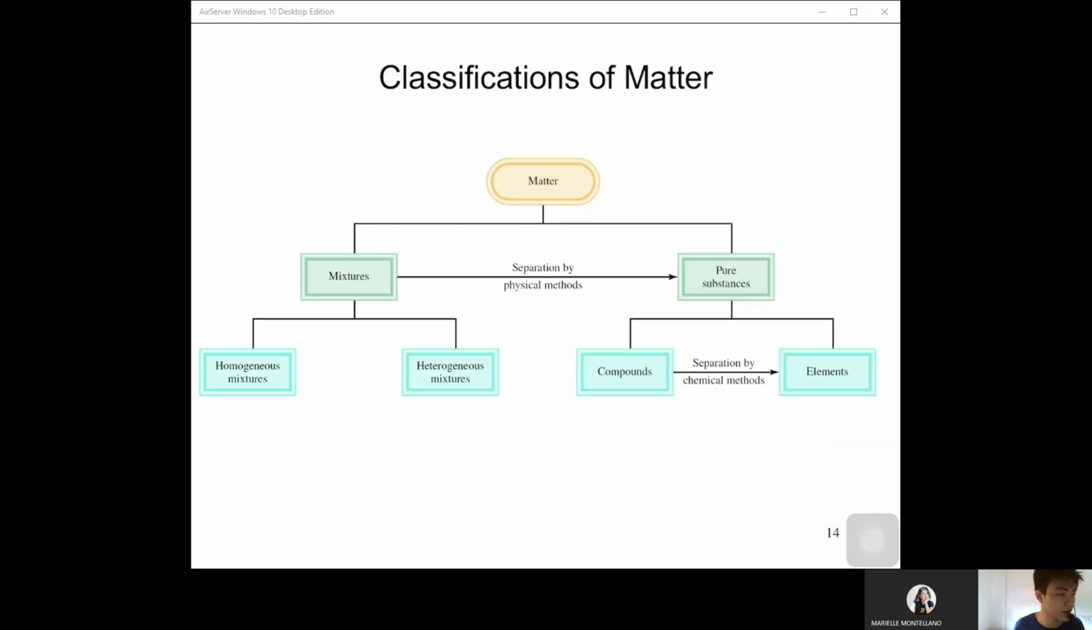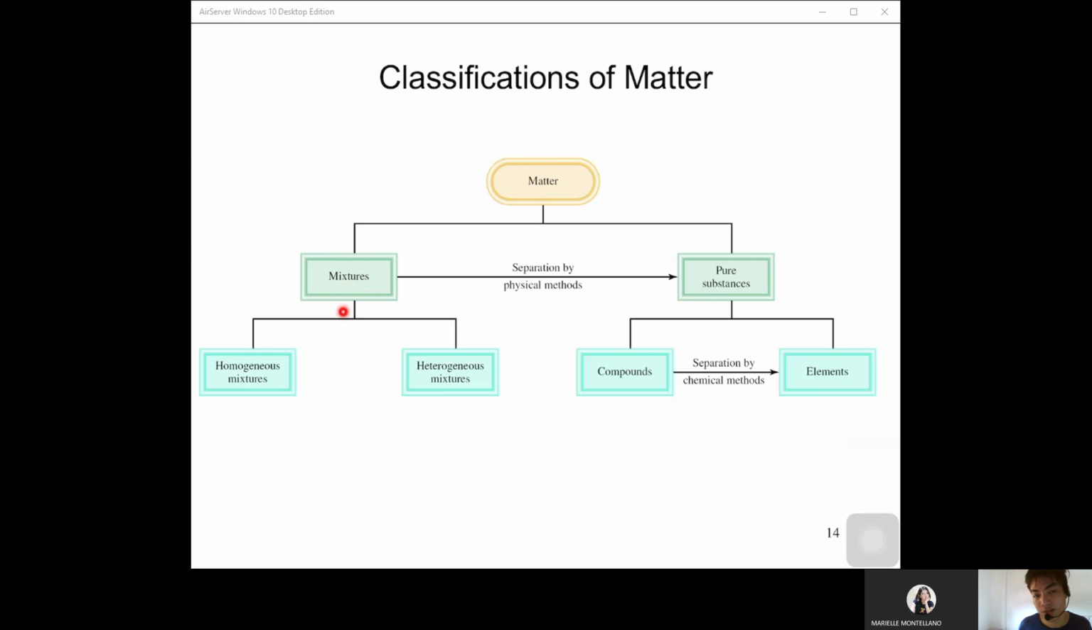So, in summary, ito yung pinaka-summary mismo. We have matter, which we said is everything that occupies space and has mass. We can classify it into mixtures or substances. Pag sinabing substances, these contain the same molecules, the same atoms. However, for mixtures, you are combining different substances, different molecules and different atoms.